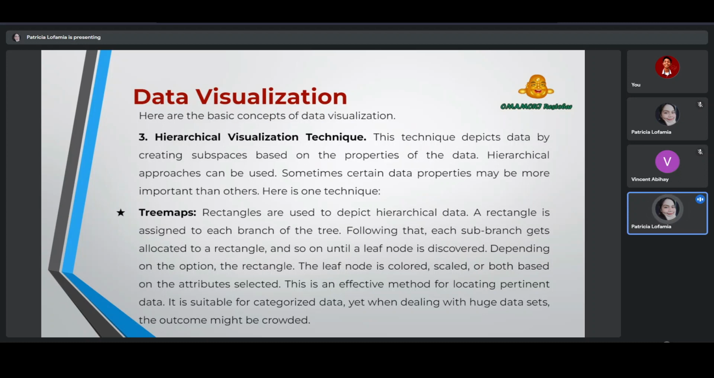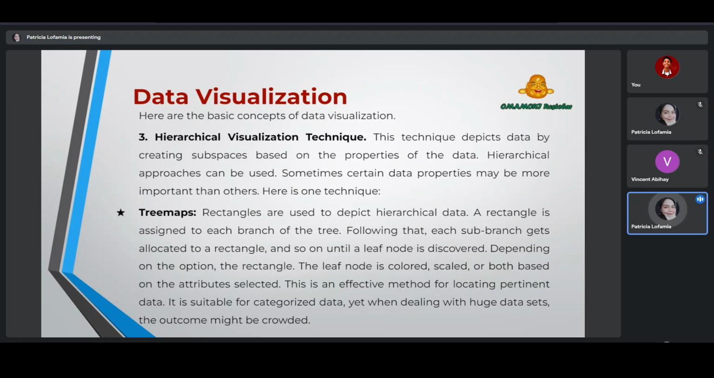Here is one technique, the tree maps. Rectangles are used to depict hierarchical data. A rectangle is assigned to each branch of the tree. Following that, each sub-branch gets allocated to a rectangle and so on until a leaf node is discovered. Depending on the option, the leaf node rectangle is colored, scaled, or both based on the attribute selected.